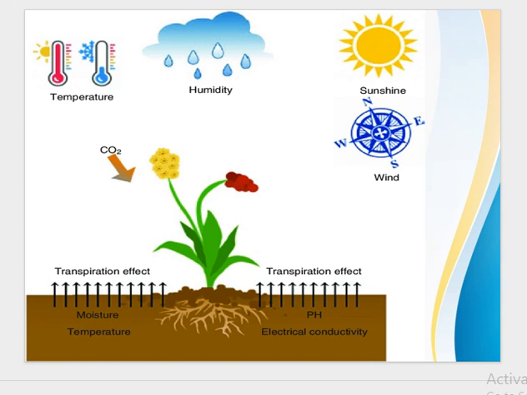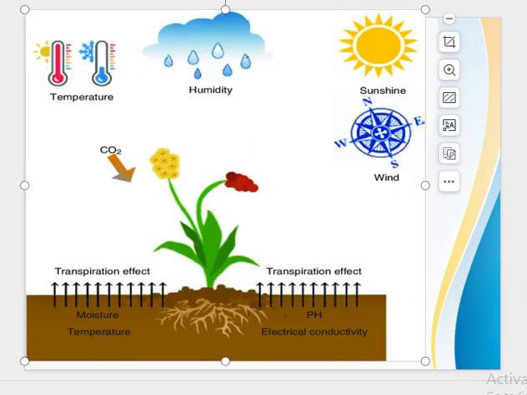In this diagram, sunlight, humidity and temperature are the factors that affect the transpiration process. High temperature, high transpiration rate. Sunlight, high transpiration rate. Wind high, high transpiration rate. Humidity high, low transpiration rate.